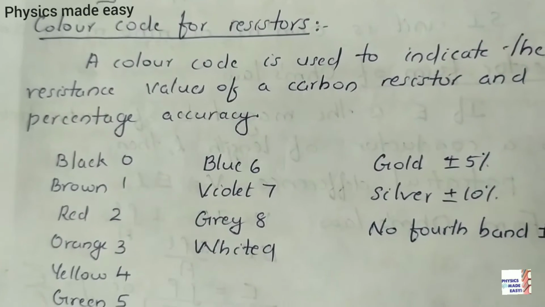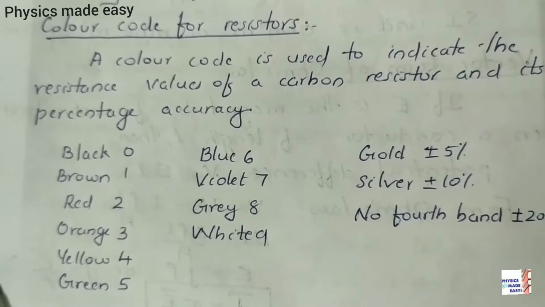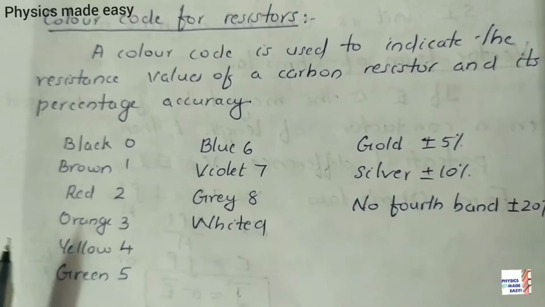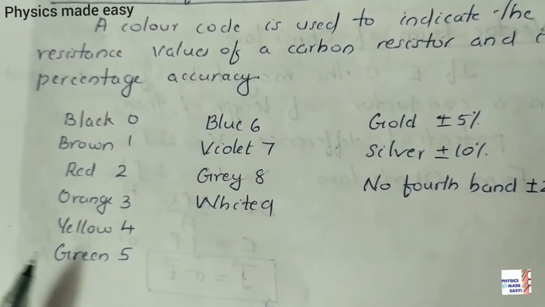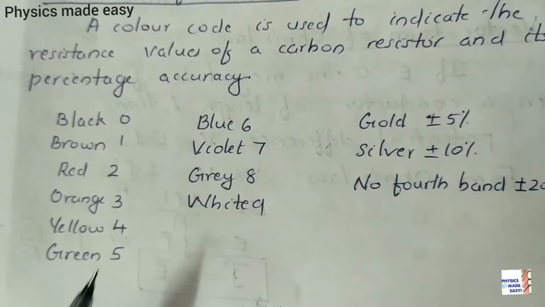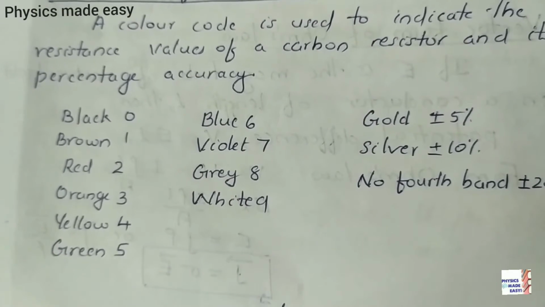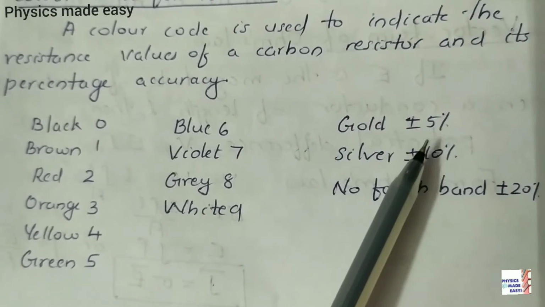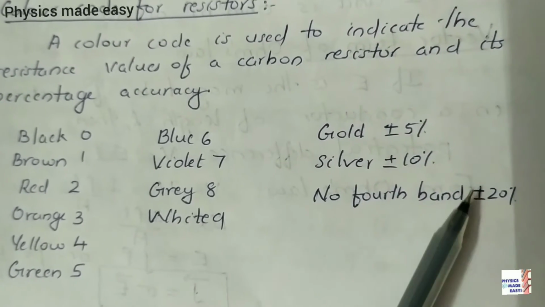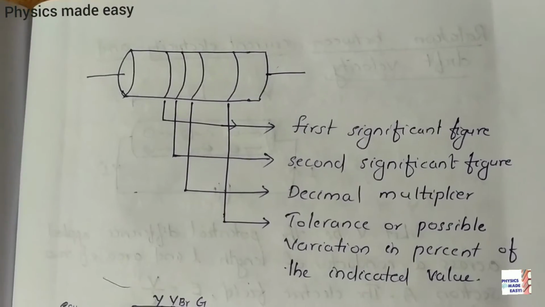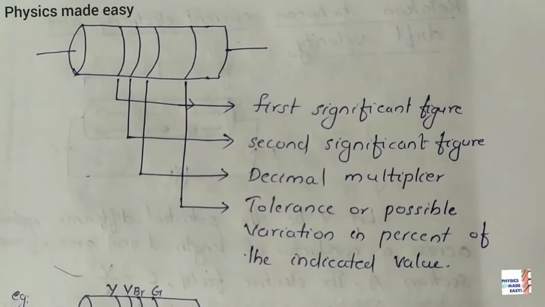Color code for resistors. A color code is used to indicate the resistance value of a carbon resistor and its percentage accuracy. Here you can see black 0, brown 1, red 2, orange 3, yellow 4, green 5, blue 6, violet 7, grey 8, white 9. Gold means plus or minus 5%, silver plus or minus 10%, and no fourth band means plus or minus 20%. I told you resistors have a set of coaxial colored rings on them. That color code only we have seen here.